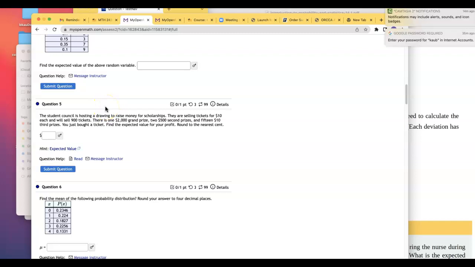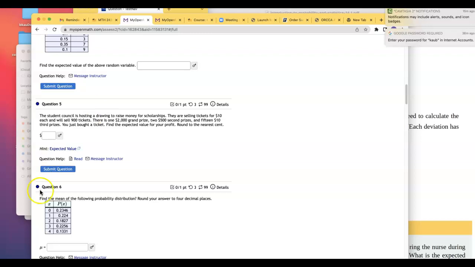It says the student council is hosting a drawing to raise money for scholarships. They're selling tickets for $10 each and will sell 900 tickets. There's a $2,000 grand prize, 2 $500 second prizes, and 15 $10 third prizes. You bought one ticket. Find the expected value. So that's just the first part where we have to do x times p of x and add them up. So you may not need a calculator. Well, you could use the calculator to multiply and add them up, but we need to generate the chart here in order to do this.